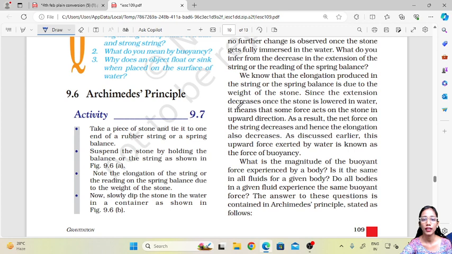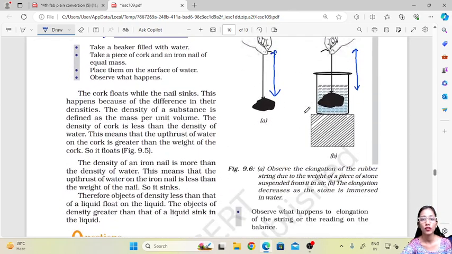Since the extension decreases once the stone is lowered in the water, it means that some force acts on the stone in the upward direction. First of all, why is there an extension? Because of the weight of the stone. But in the second case, the extension is lowering. Why is it so? This is because the stone is experiencing some upward force, some upward thrust, which pushes it upwards, and the extension hence decreases.